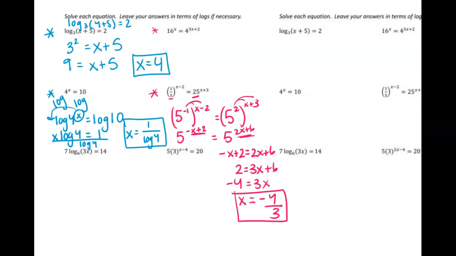The last two are kind of combinations of the other methods. For this one, you would have to divide by 5 first, and then log both sides. For this one, you would divide by 7 first, and then use the process from this problem.